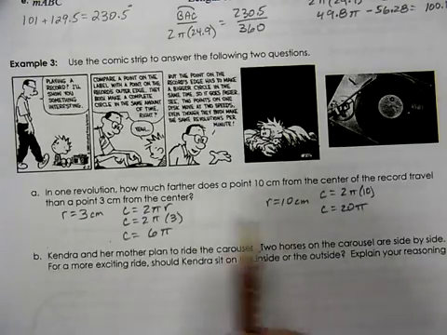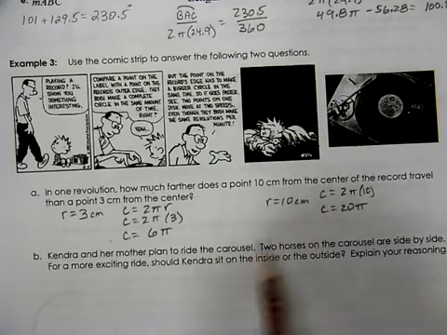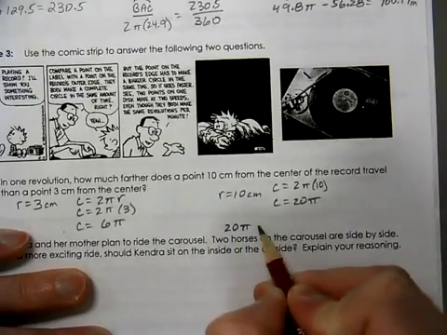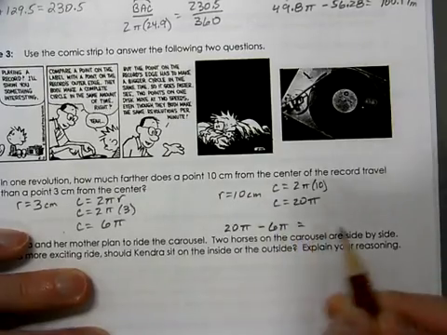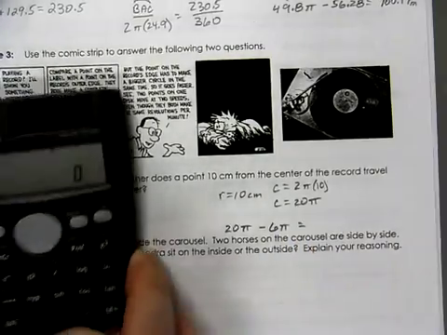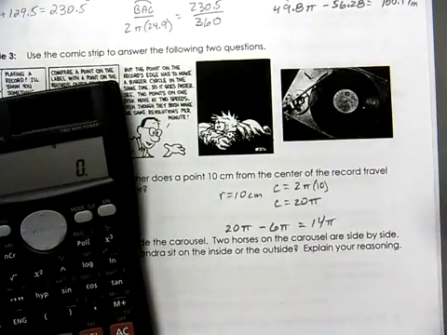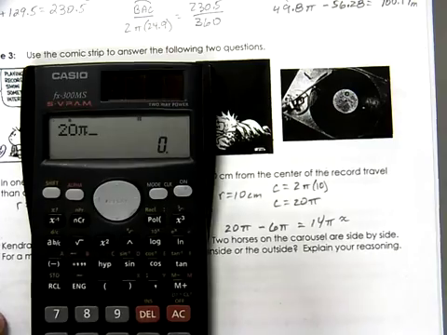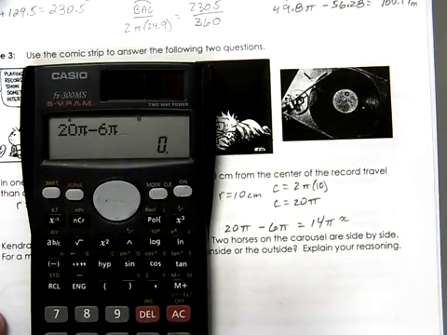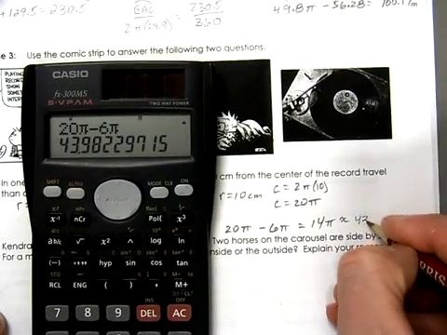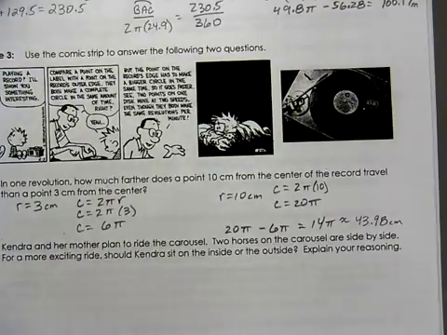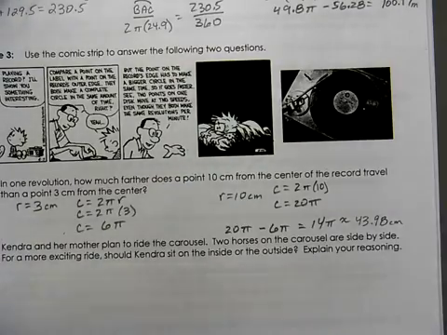Now the question is, how much further does the point that's 10 have to travel? How much farther is 20 pi compared to that? So we'll take 20 pi and subtract 6 pi from it. Yes, you could call that 14 pi. That's the distance. That's the extra distance it travels. So 20 pi minus 6 pi is going to give us 43.98, and these are centimeters. So it's going to travel 43.98 more centimeters than the smaller circle. And it still does it in the same spin of the circle.